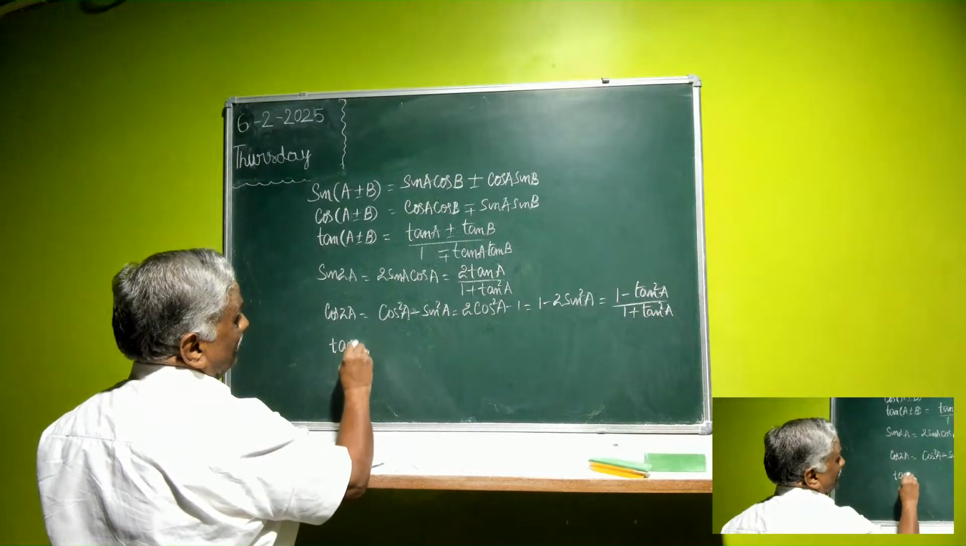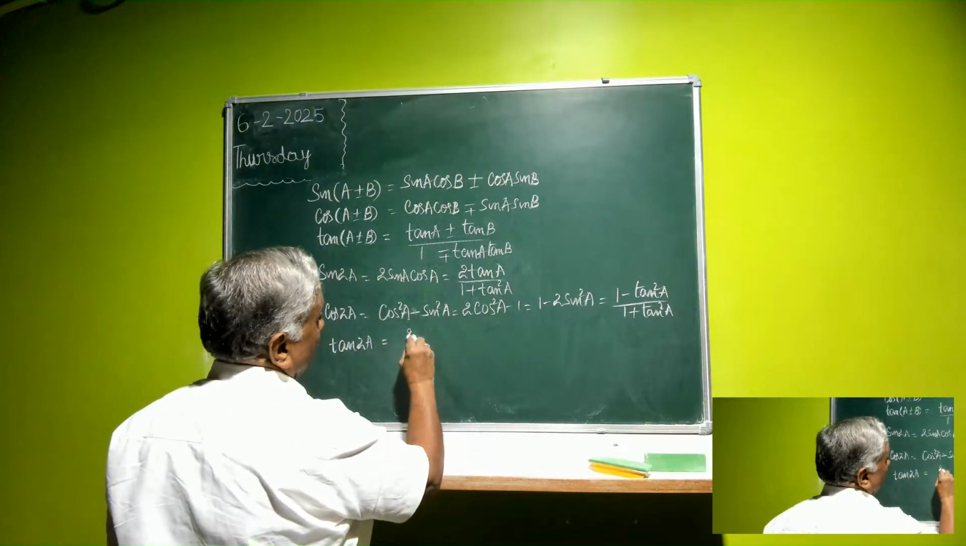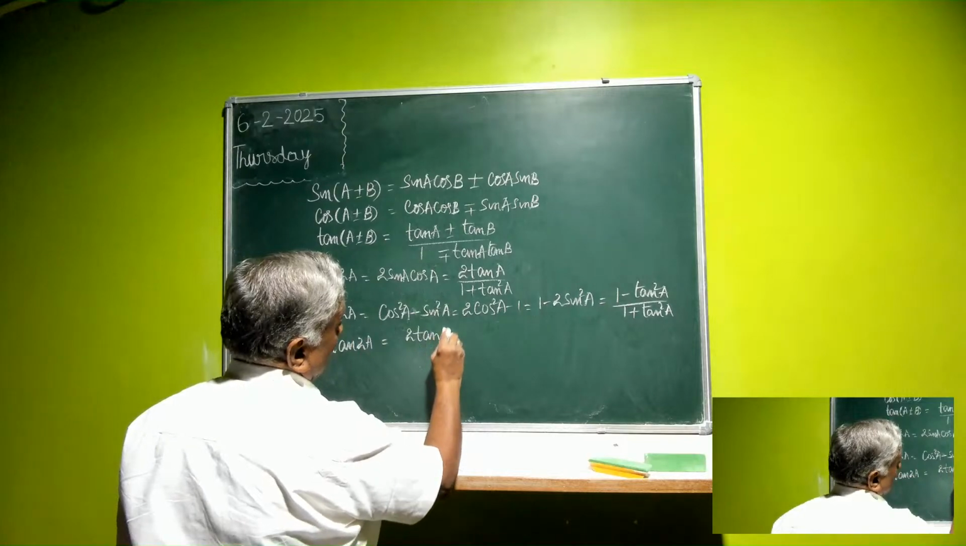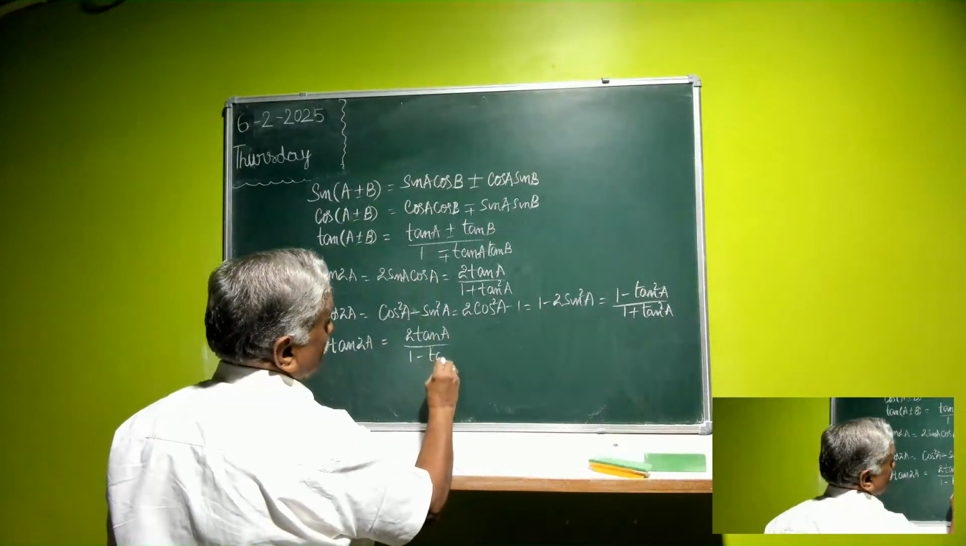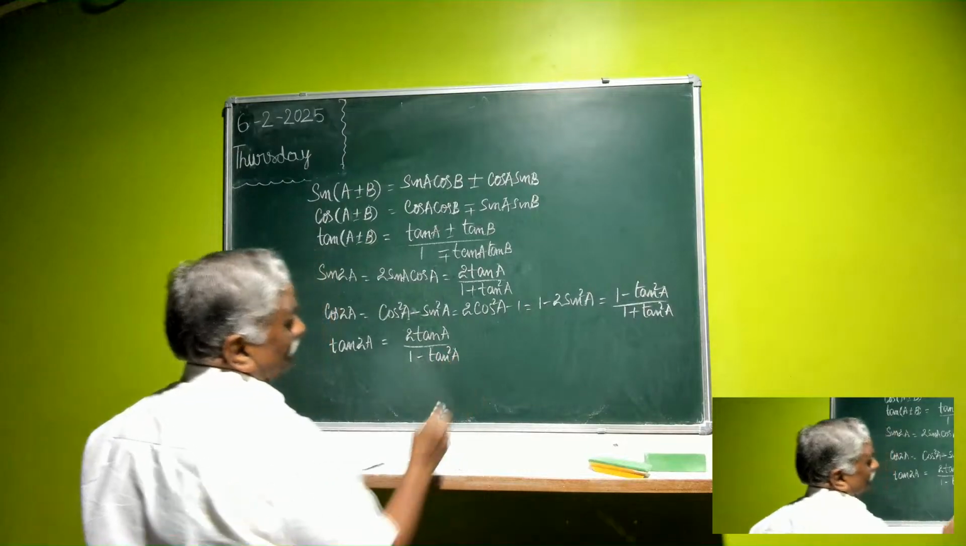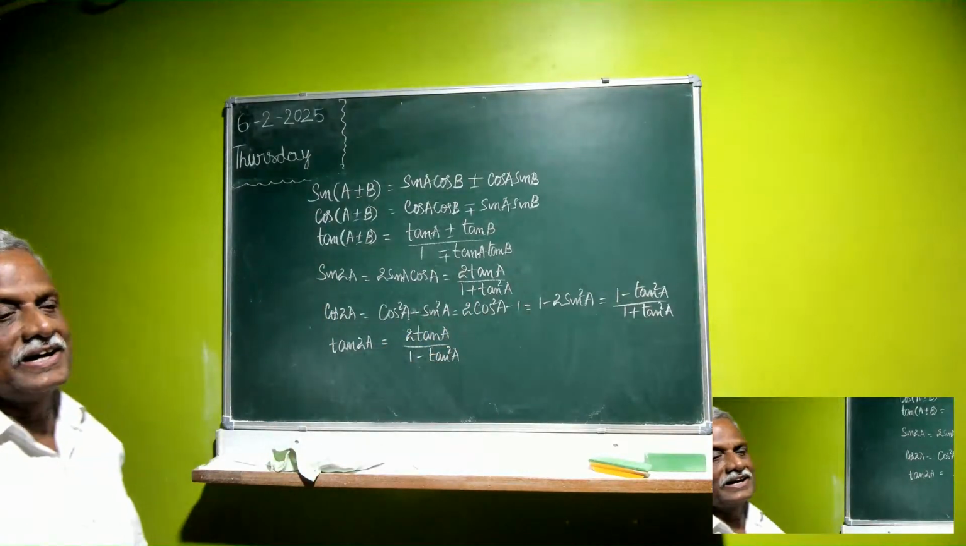tan 2A is 2 tan A over 1 minus tan square A. Of course, if you know sin and cos, you can divide them also and you can get this.